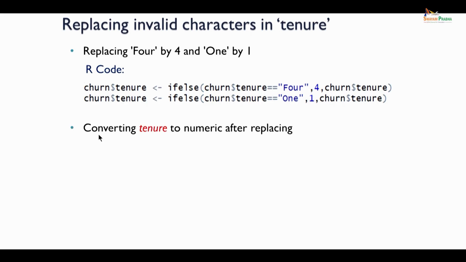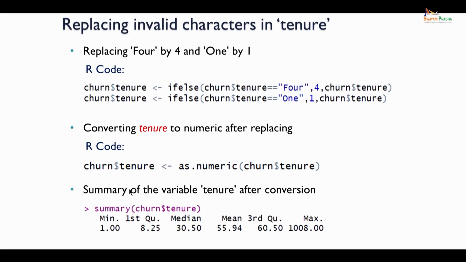And now we are converting the tenure to numeric data type after replacing the values. To convert them to a numeric data type, we can use the function called as.numeric. We can specify the data frame followed by the variable and save that to the existing data frame followed by the variable.